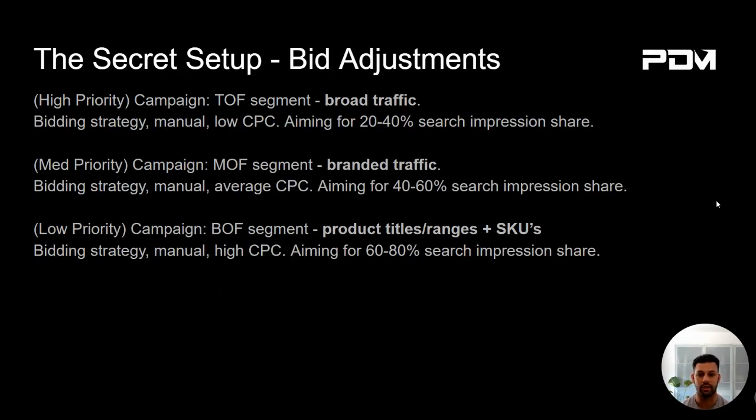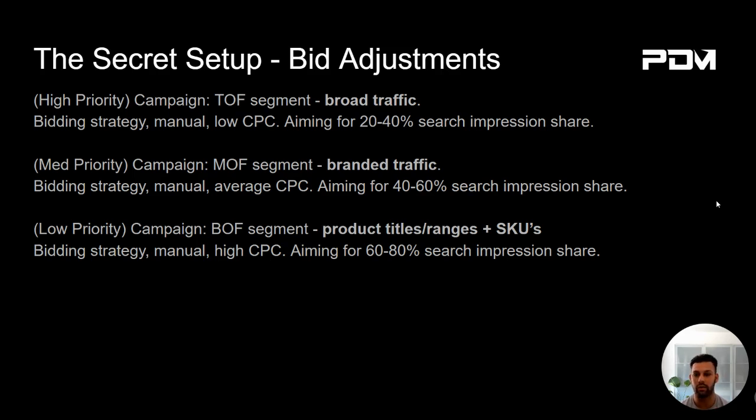Finally, bid adjustments. So now that we've created 3 separate campaigns and we've segmented our traffic accordingly depending on intent, what we would do is adjust our bids. So within all of the campaigns, we're going to use a bidding strategy, which is manual, and we're going to come in and we're going to set our cost per clicks based on our search impression share that we're targeting initially.